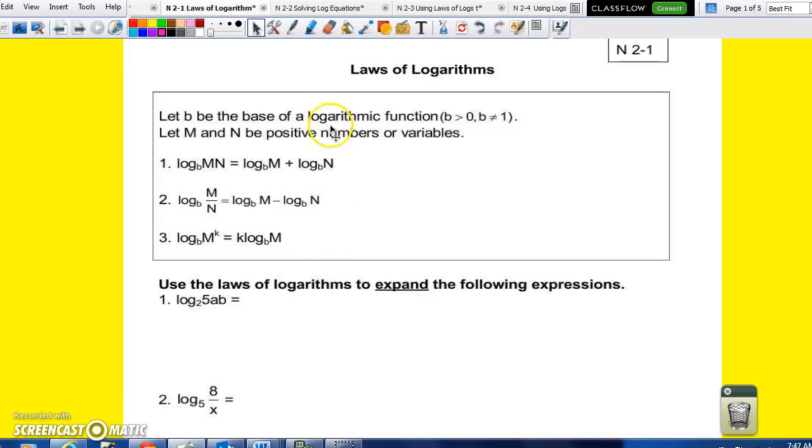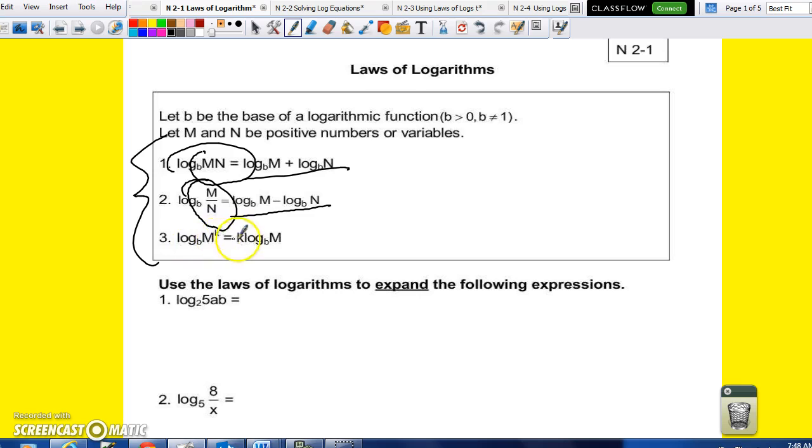Okay, class, today we're going to be going over laws of logarithms again. So if you look at the first three rules, you'll see that if I multiply on the inside, I add on the outside. If I divide on the inside, I subtract on the outside. And if I have my exponent, I've got to move it in front of my log. So let's work some of these.